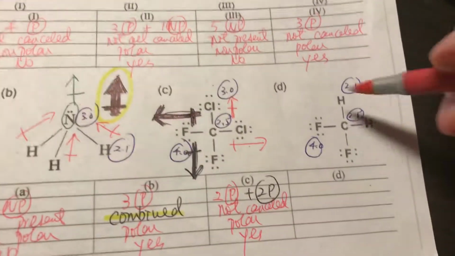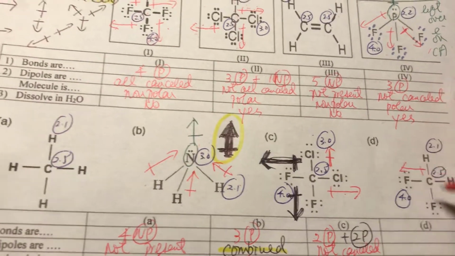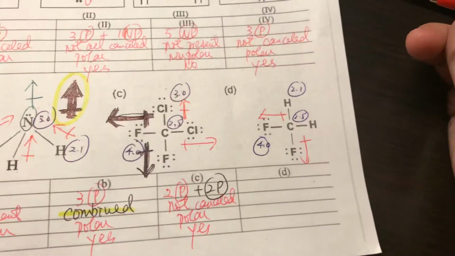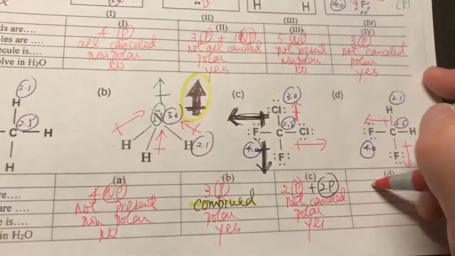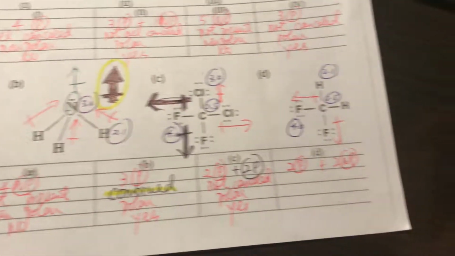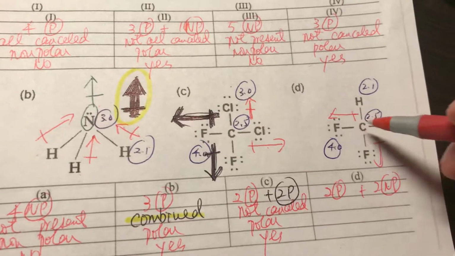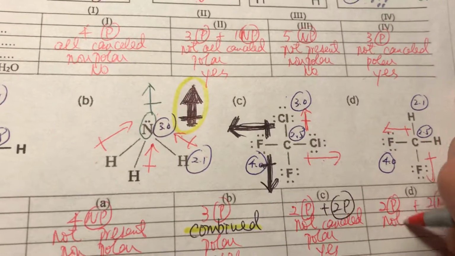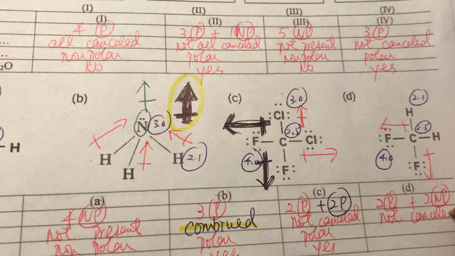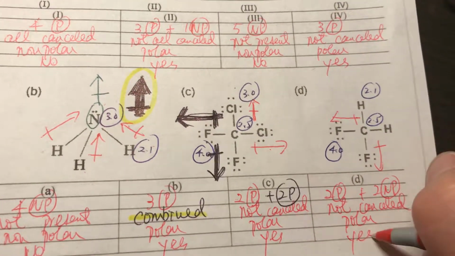And then finally here, C-H no dipole, C-F dipole, C-F dipole. All right, so here I got 2 polar plus 2 non-polar bonds, right? Because I got 2 dipoles and 2 no dipoles. So then you can tell the dipoles are not cancelled. All right, so then it will become a polar molecule. So then it dissolves in water.